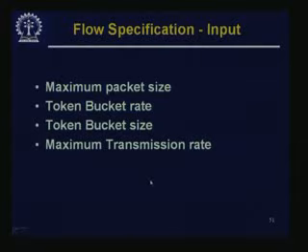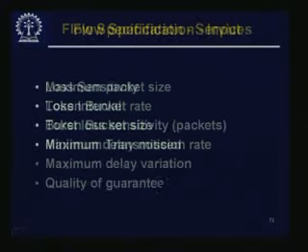Now, having talked about this, let us mention the kinds of traffic parameters that are important, or that may be negotiated between the sender and the network service provider. One could be maximum packet size, how big the packet is. Token bucket rate, so what is the average rate. Token bucket size, that means how bursty it will be. Maximum transmission rate, so what is the maximum transmission rate.